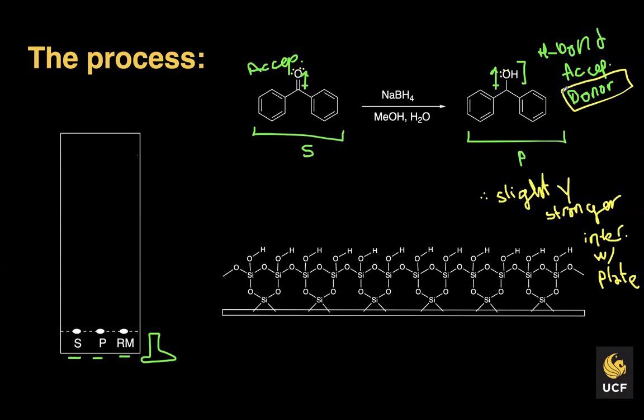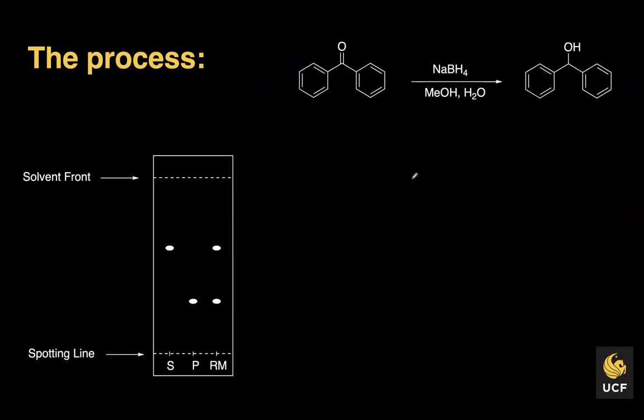Okay, perfect. So with the product, you have the alcohol, so it's also a hydrogen bond donor. So it has slightly stronger interactions with the plate. Okay, and if you actually compare that to the actual TLC plate, you would have noticed that the product was slightly lower. Actually, let's go back.